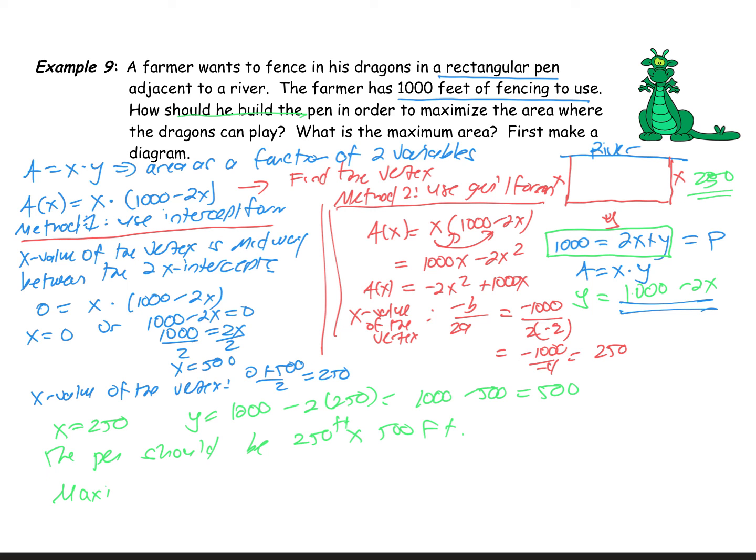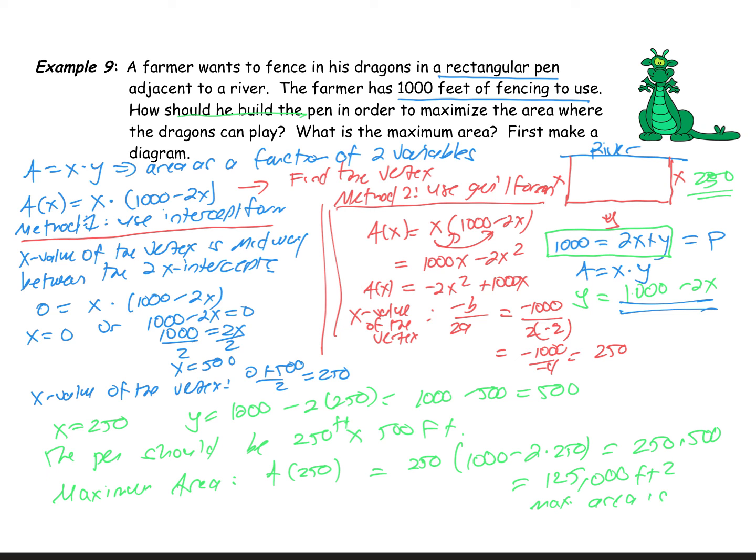And the maximum area is either the product of 250 times 500, or we can find the maximum area by substituting 250 into our A of x formula. So A of 250 will be 250 times 1,000 minus 2 times 250, which is the same thing as we just found for the y value. So it's 250 times 500, which is equal to 125,000 square feet. So the maximum area is 125,000 square feet.